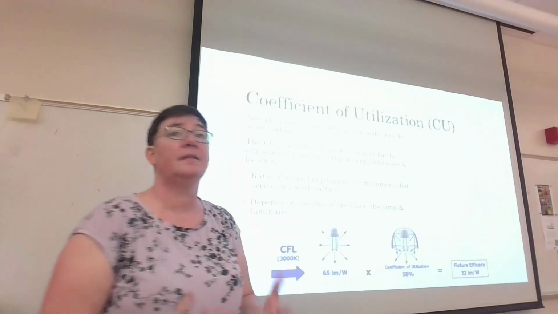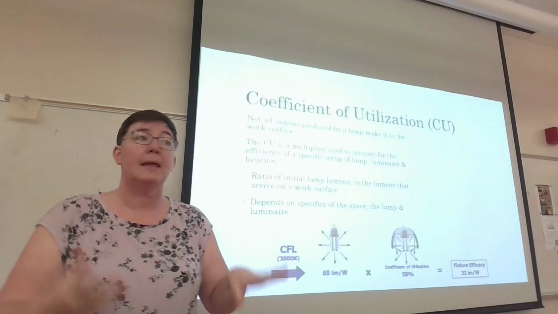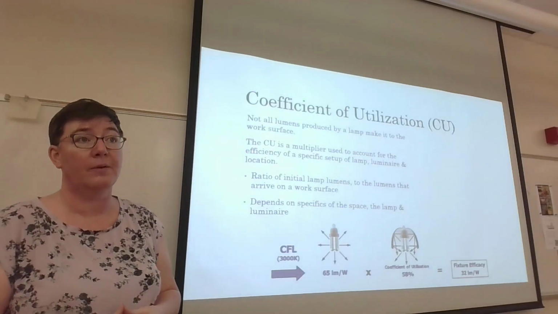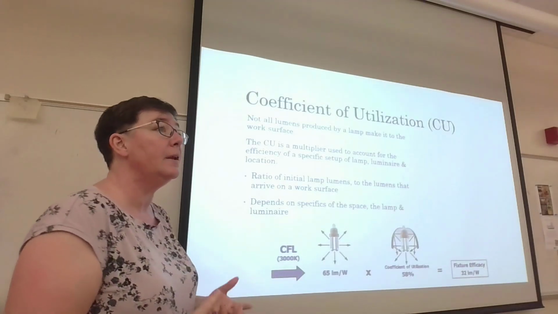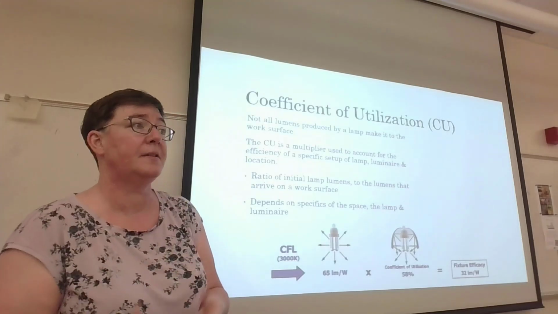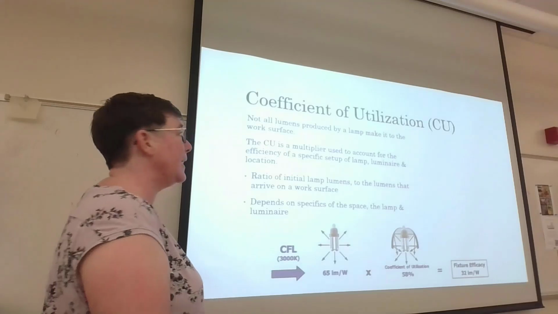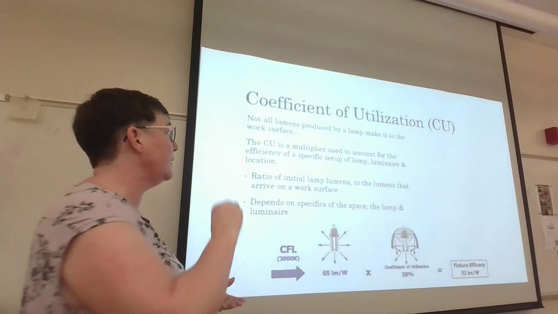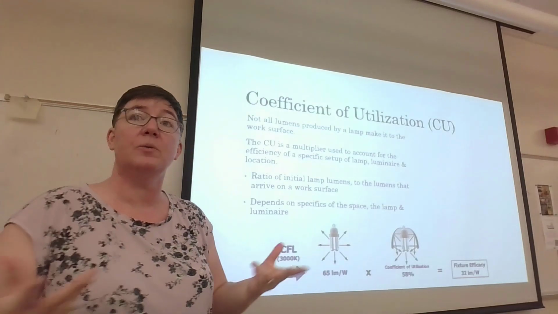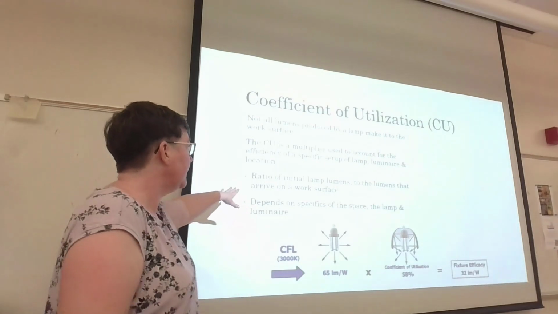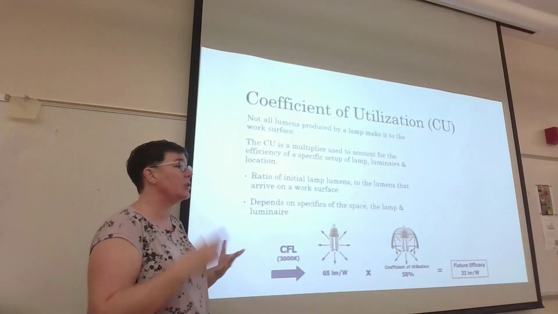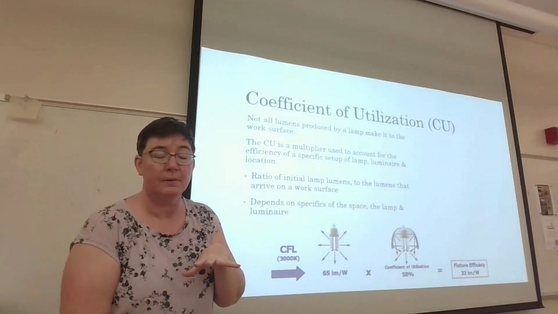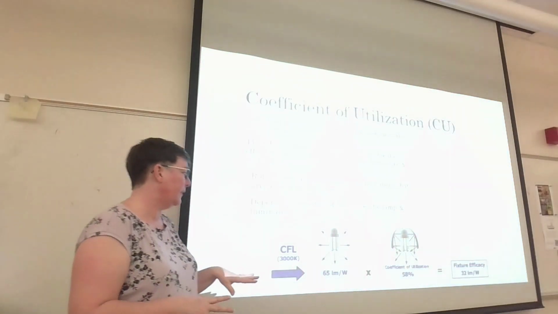So remember, we're still talking about safety factors and making our illuminance equation a little bit more realistic. This one is called coefficient of utilization. It turns out not all the lumens that are provided by a lamp, we're spending watts to produce lumens, actually make it to the work surface. So we're going to use a multiplier to account for the efficiency of a particular setup of lamp, luminaire, and location within the room. It is a ratio of the initial lamp lumens to the lumens that actually arrive on the work surface. And that's going to depend on a lot of specifics.